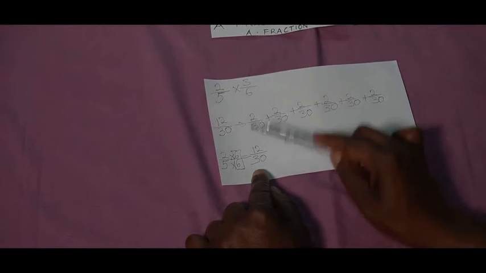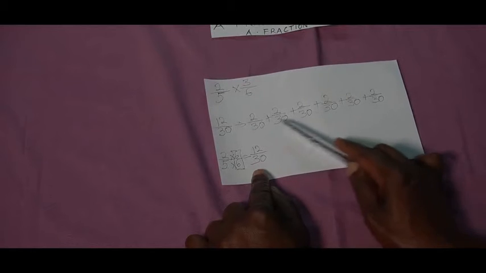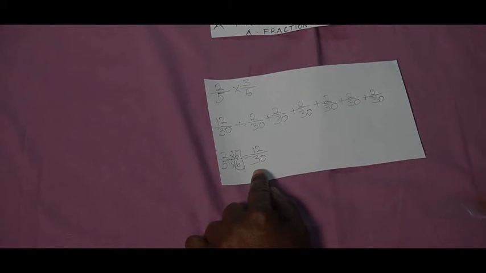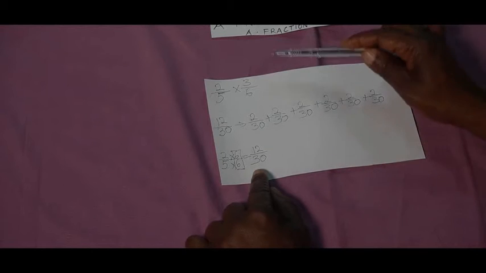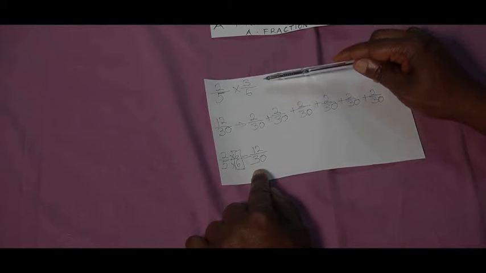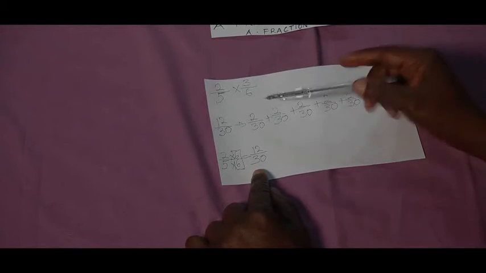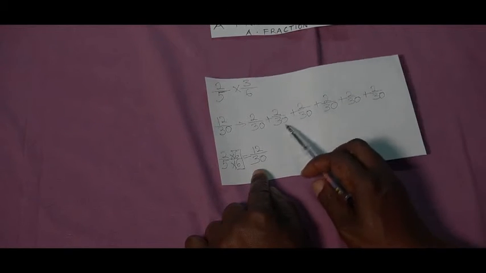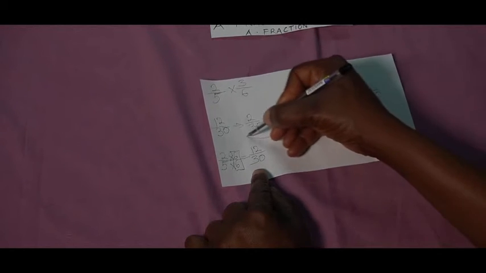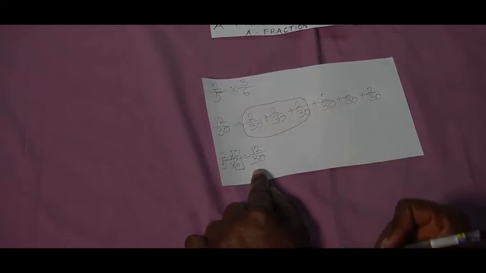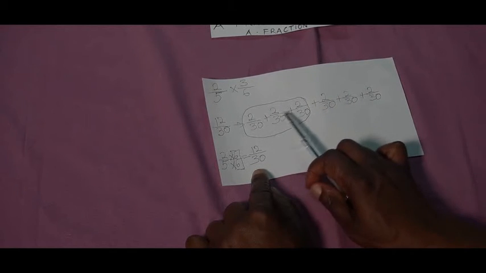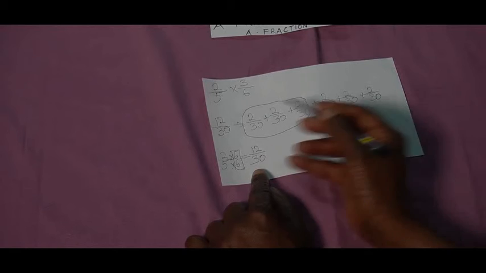So according to my denominator, I've been able to group this into groups of 6. After that, my numerator is telling me how many I'm supposed to take out of the groups. I'm supposed to take 3 of them. So let's do that. 1, 2, 3. And what does that give me? That is 6/30.